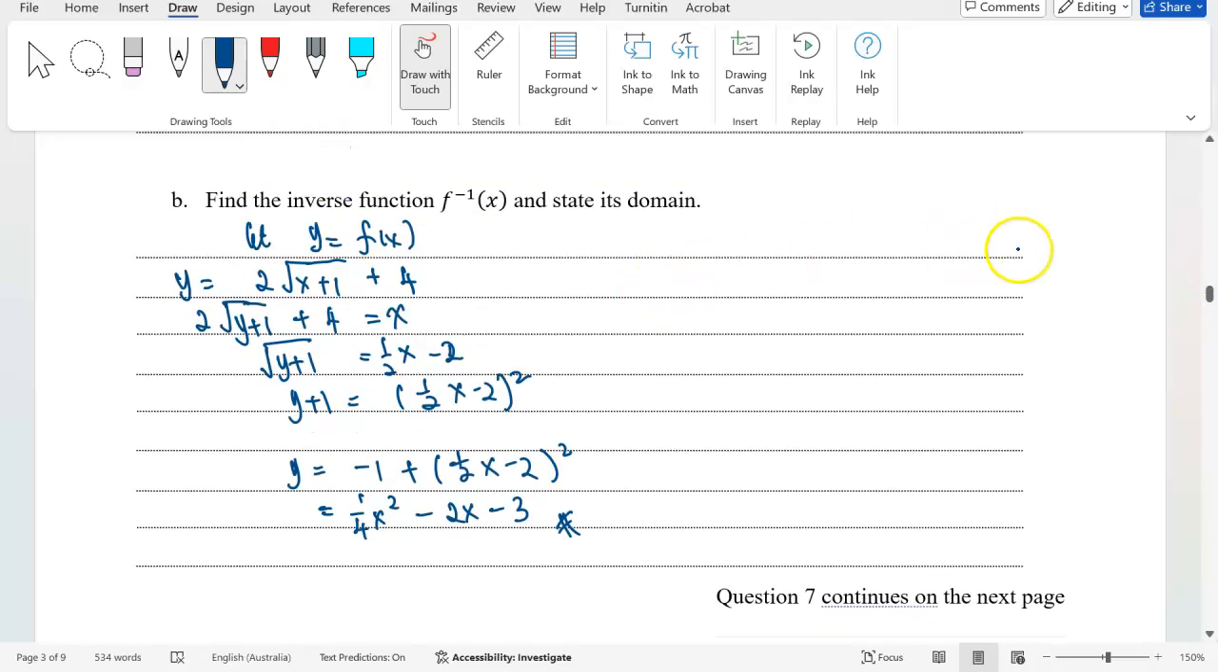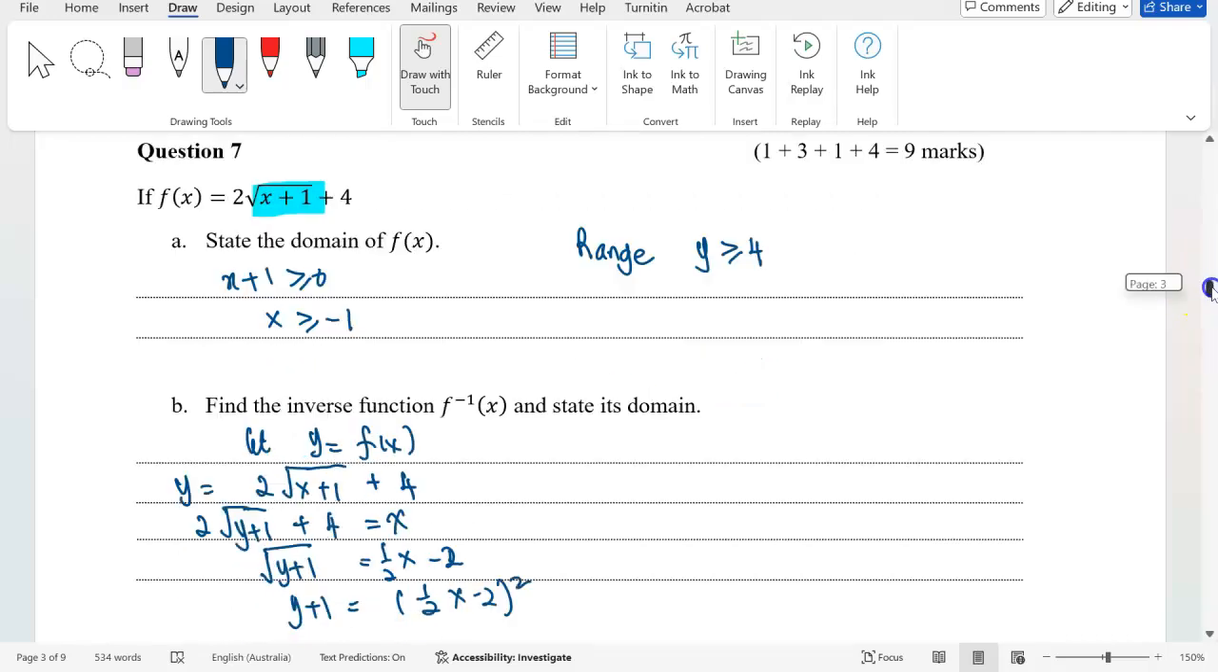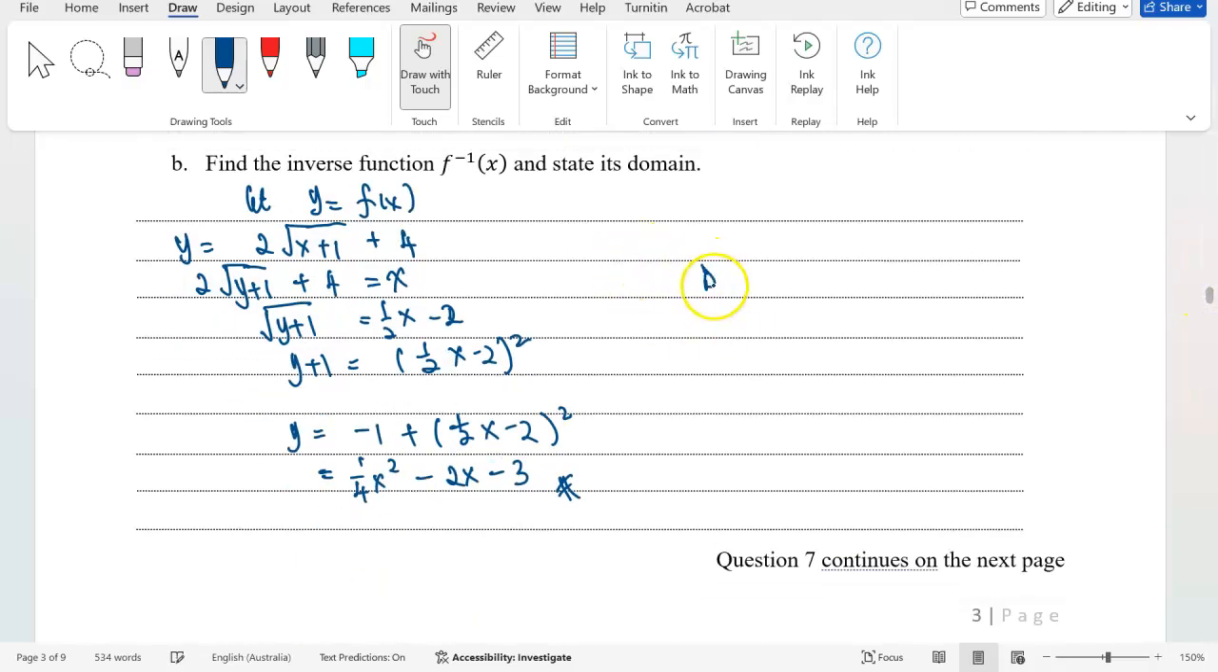State its domain. The domain is supposed to be from the range here. So this is your range. From here you must be able to find your range is from 4. Okay, range is, let's say, y must be greater or equivalent to 4, if you remember the square root function. All right, so therefore your domain here is x is greater or equivalent to 4.